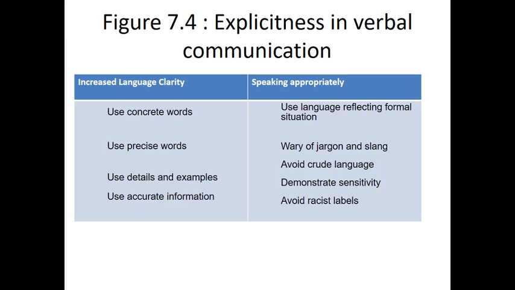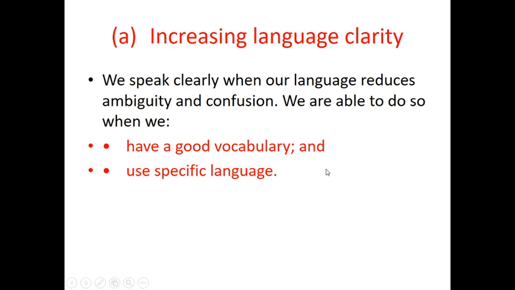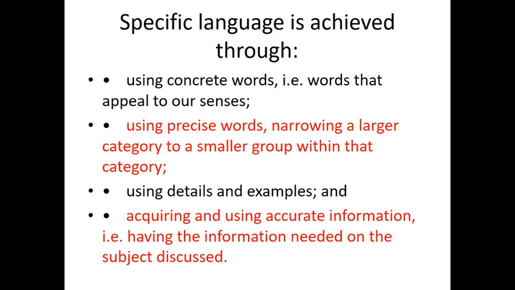So when you speak appropriately, use language reflecting the formal situation, be wary of jargon and slang, avoid crude language, demonstrate sensitivity, avoid racist labels. So those are very important in the conversation. So increase in language clarity: have a good vocabulary and use specific language. No ambiguity or confusion. Specific language is achieved through using concrete words, using details and examples.